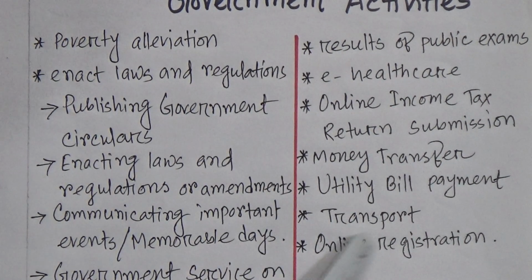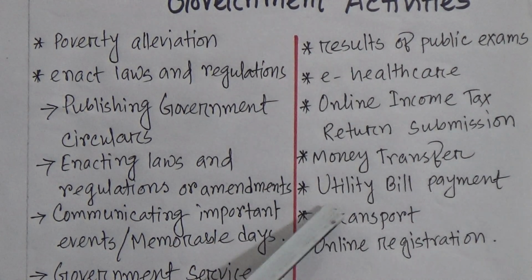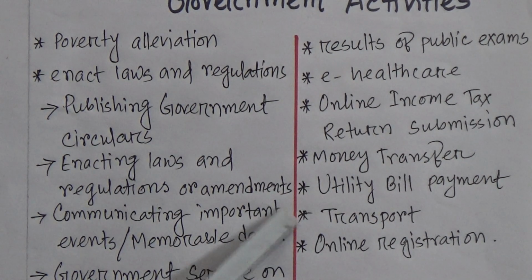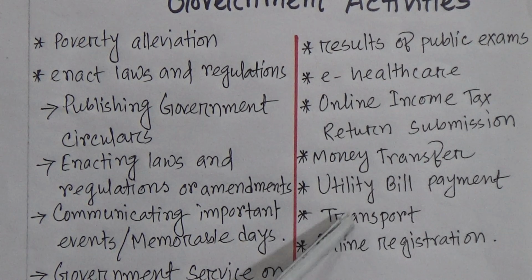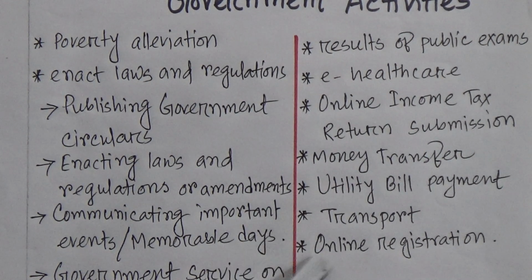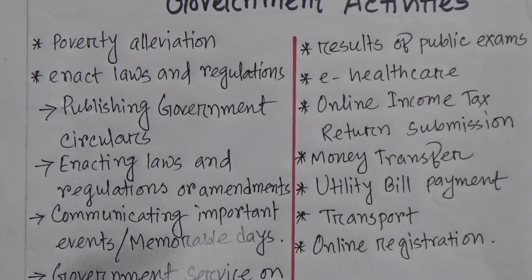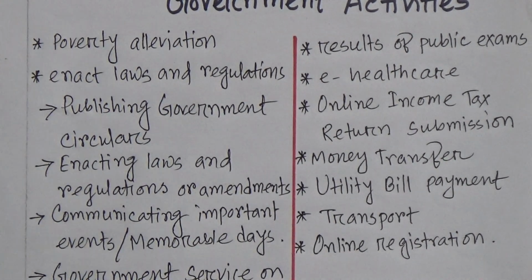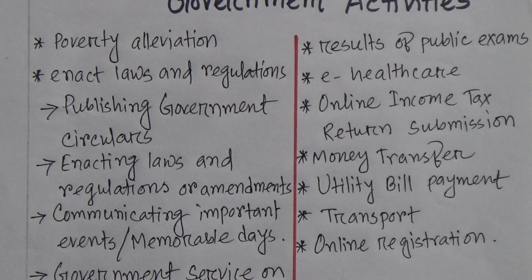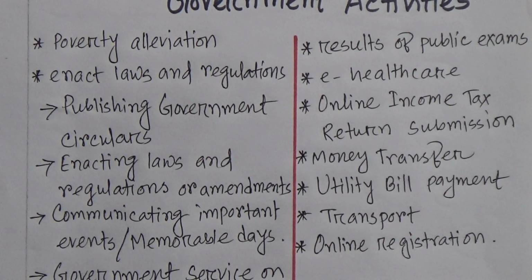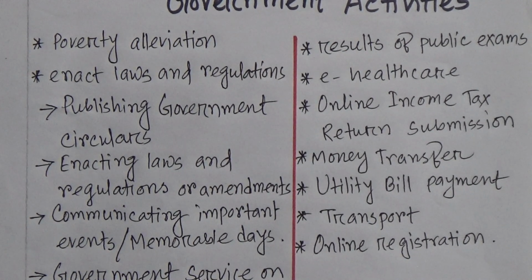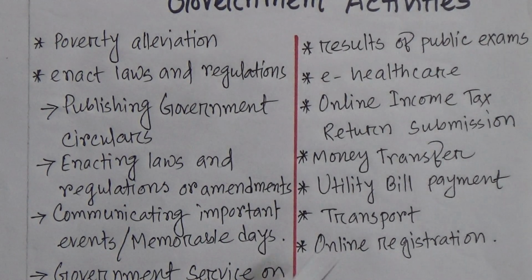Utility bill payment. Dear students, you know that nowadays DESCO bills, our internet bill, water bill, all bills can be paid with the help of ICT, by mobile banking or something else. Then transport. Nowadays for all transport, tickets or placements or hotels, all things can be booked with the help of the internet, and this is done only with the help of ICT.